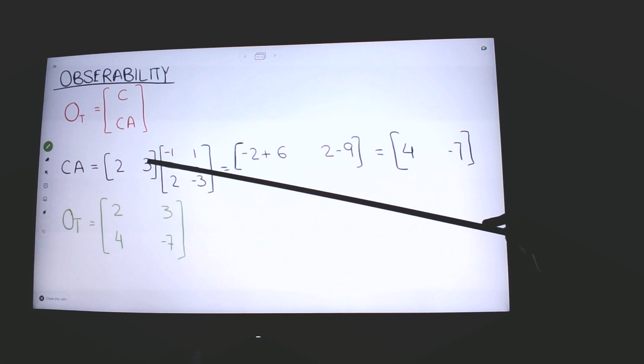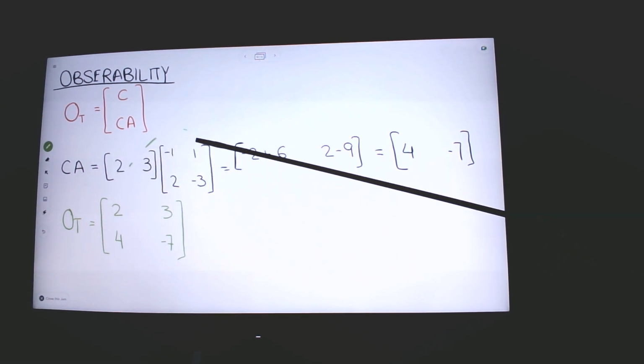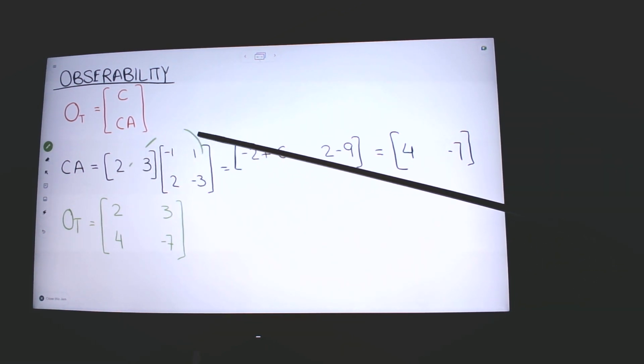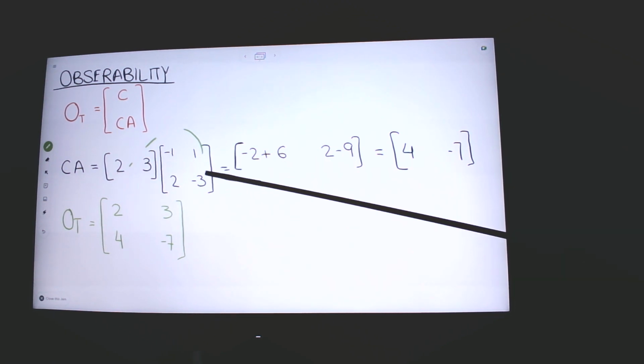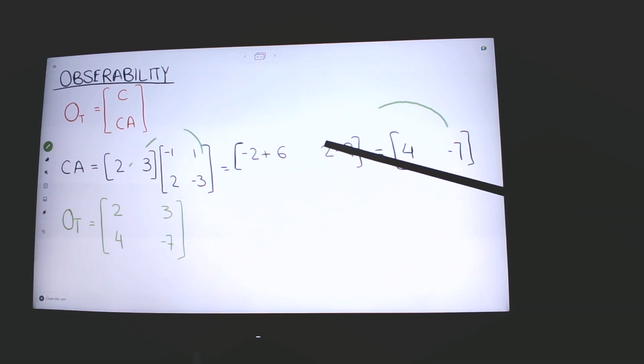Then the second one, I need to do that again, this row with that column. 2 times 1, which is 2, and 3 times minus 3, which is minus 9. And this will give me minus 7. Now I need to put that into this equation.